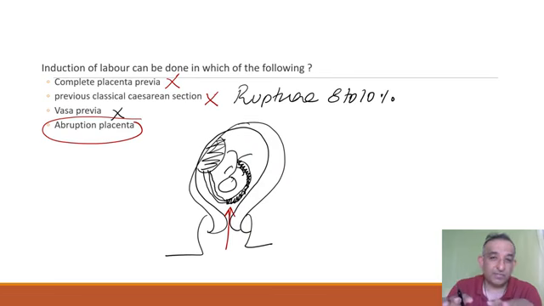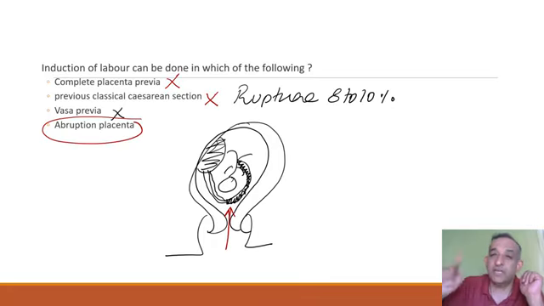Don't conserve in an abruption because that will cause DIC. In a placenta previa, you can conserve. If it is before 34 weeks, you can conserve a placenta previa. But in abruption, we never conserve because DIC can happen. Yes, guys, you have read. Very good. In abruption, we don't conserve.